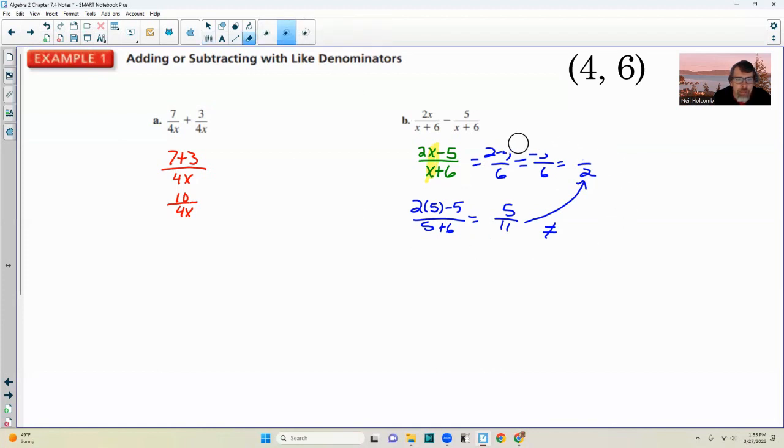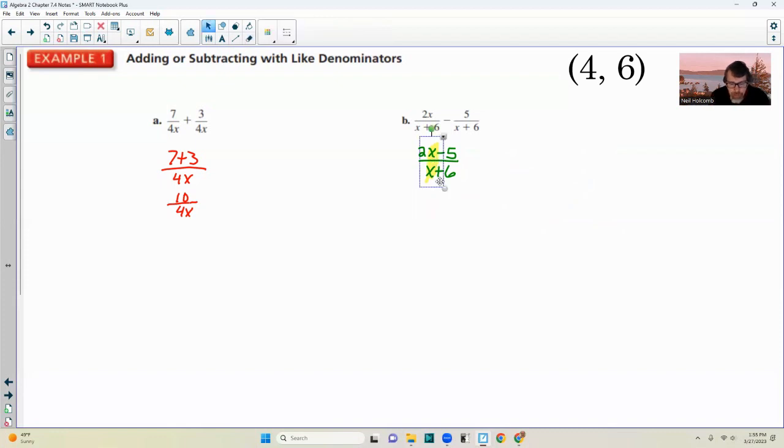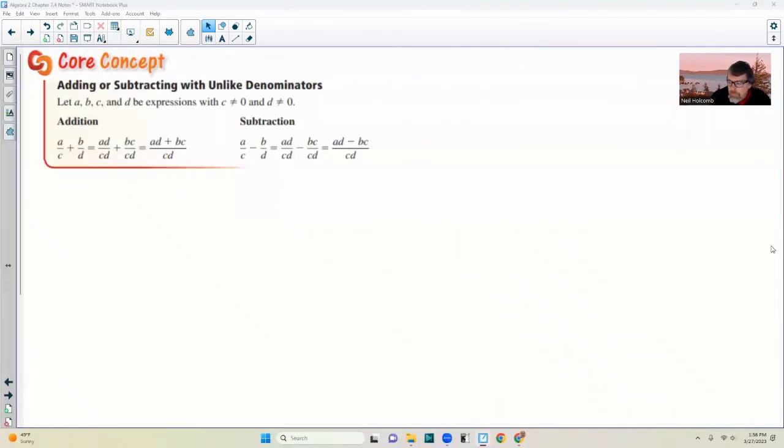So please keep in mind that we cannot cancel the variables when there's addition and subtraction involved. So the answer to this is 2x minus 5 divided by x plus 6, and I can't do any more than that. Now you should be able to do problems numbers 4 and 6 in your exercise.